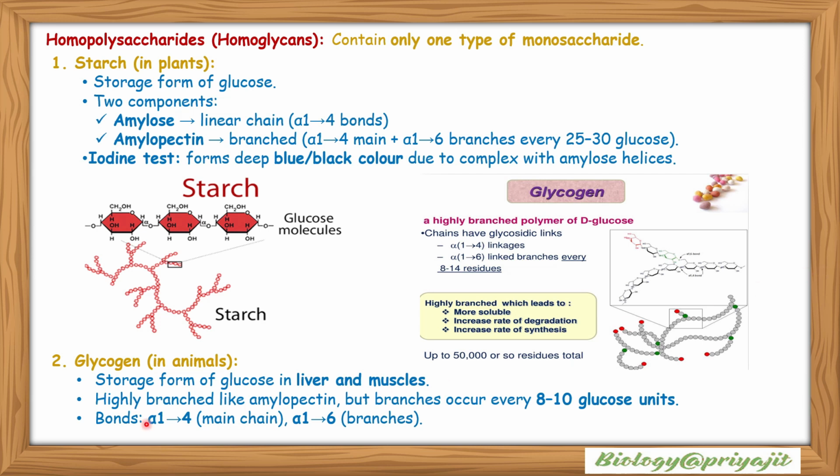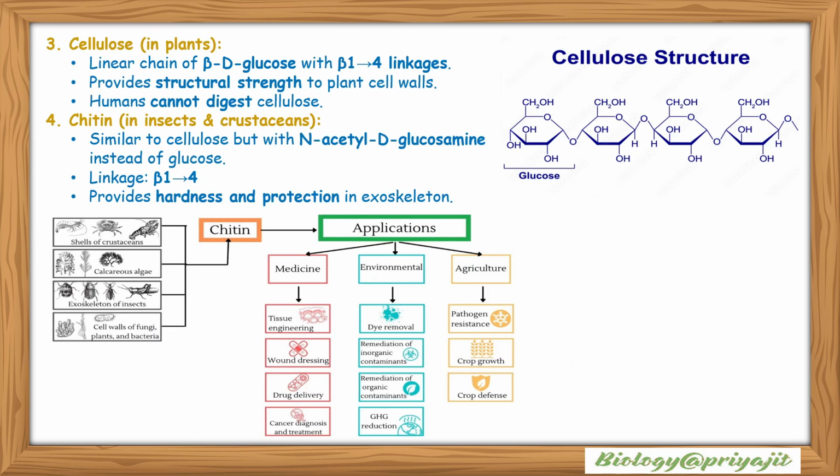Alpha 1,4 is found in the main chain, and alpha 1,6 is present in the branch chain. Cellulose is the structural carbohydrate or polysaccharide found in plants. Cellulose is a linear, unbranched homopolysaccharide of D-glucose units joined by beta 1,4 glycosidic linkage.